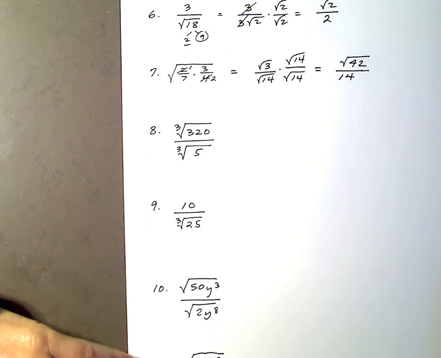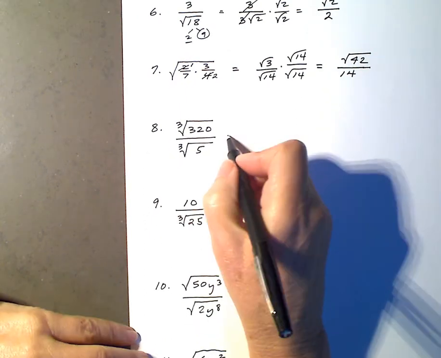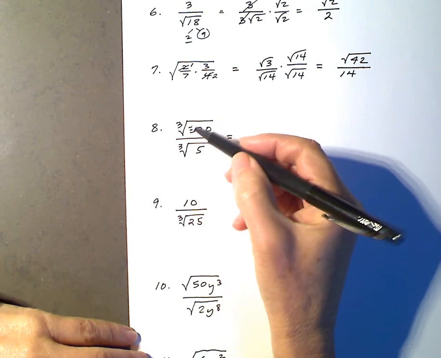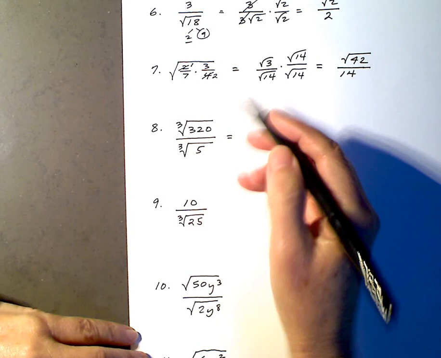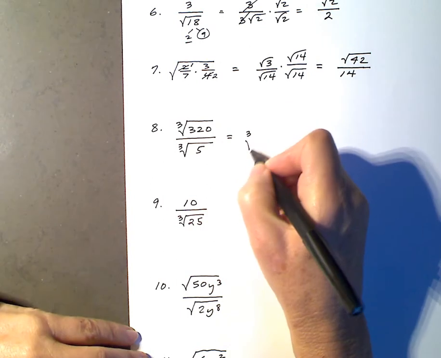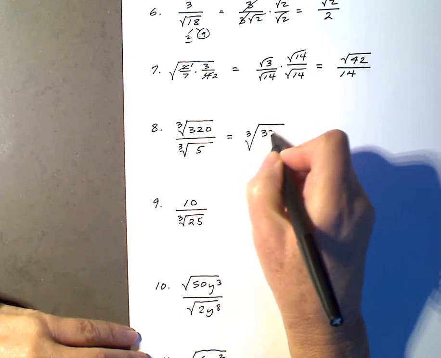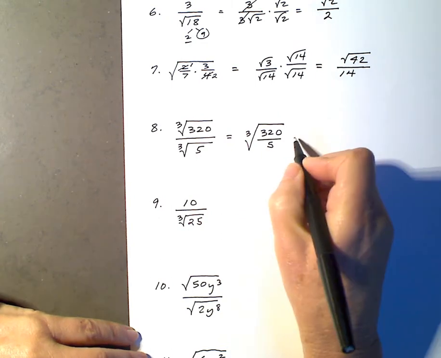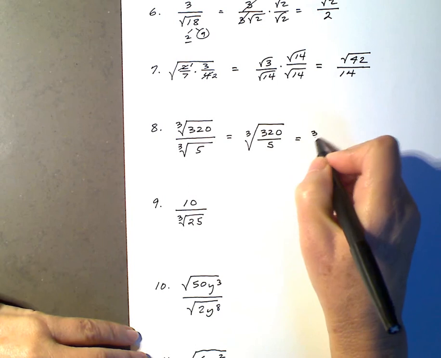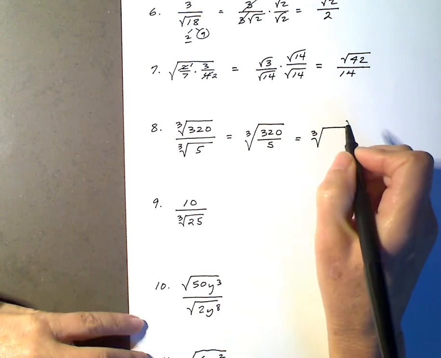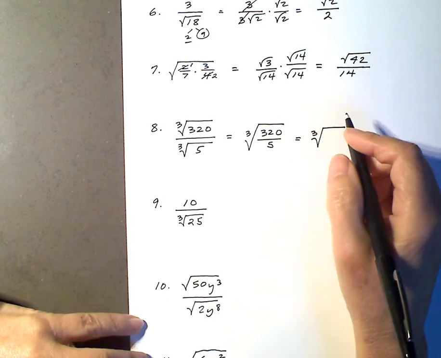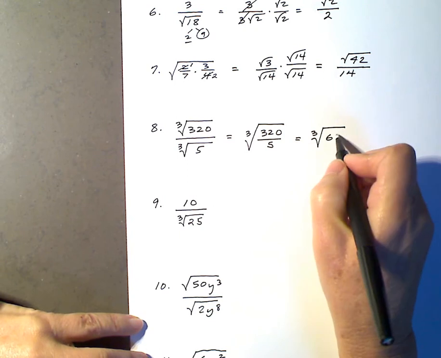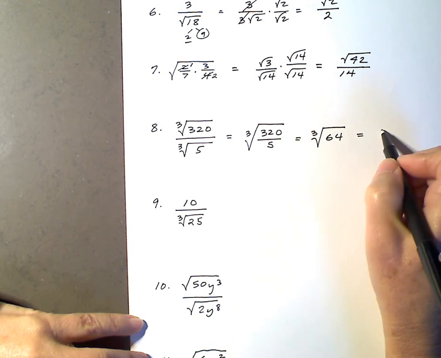Okay, number 8 is an example of using the quotient property to take the quotient of two roots and put it together under one root, because it can be simplified. Think of it like this, because 5 goes evenly into 320. So this would be the cubic root of 320 divided by 5, which is 64. So I've got the cubic root of 64, which is just a rational 4.